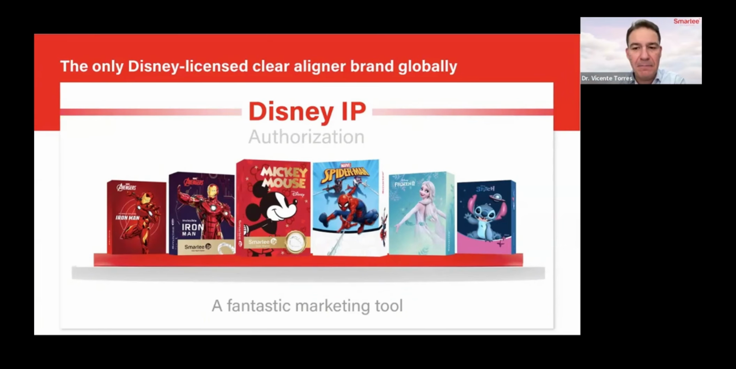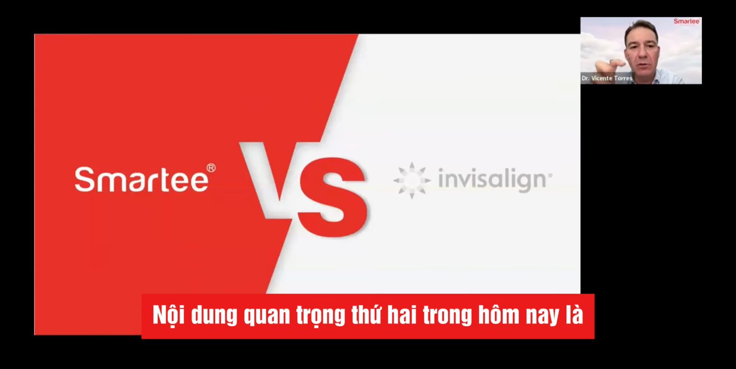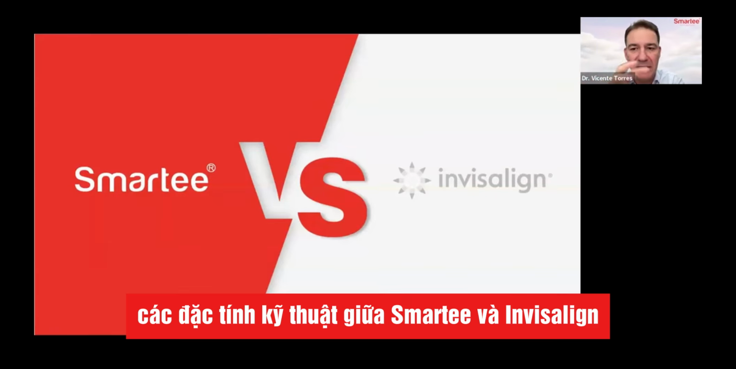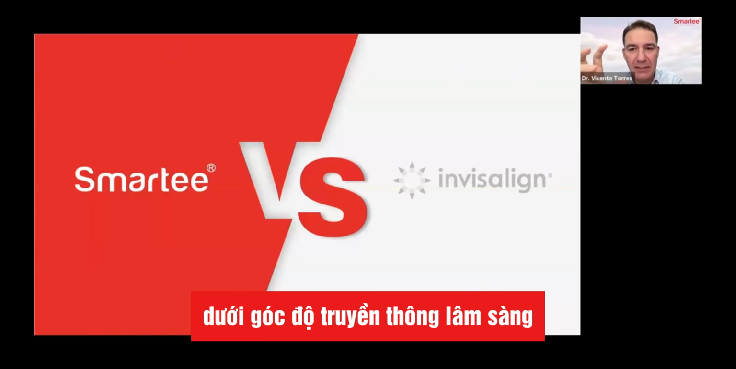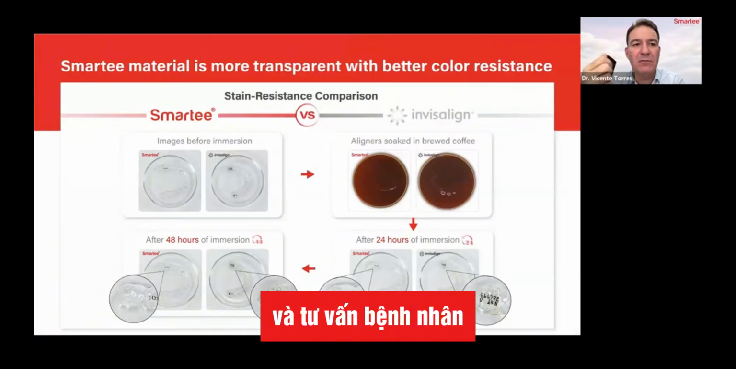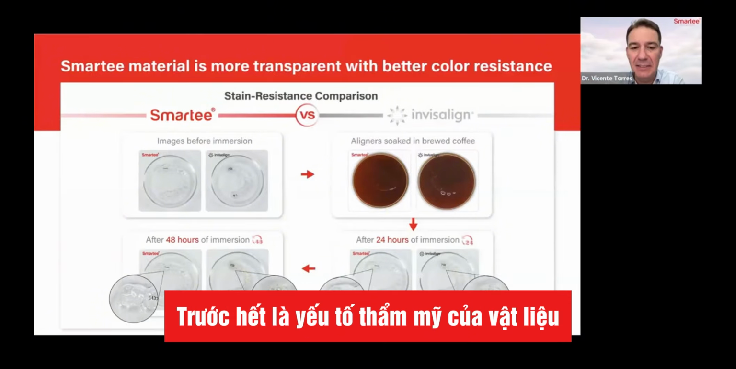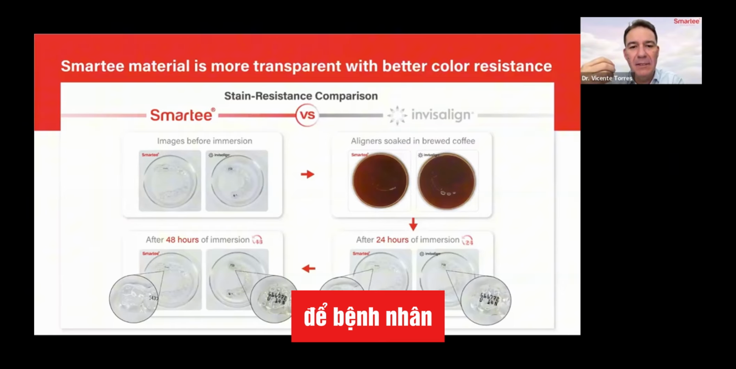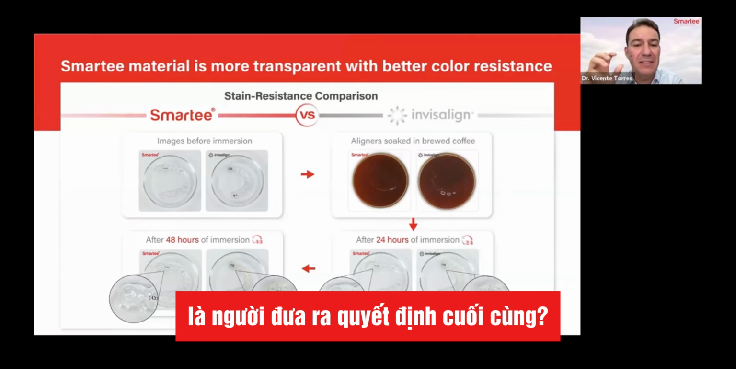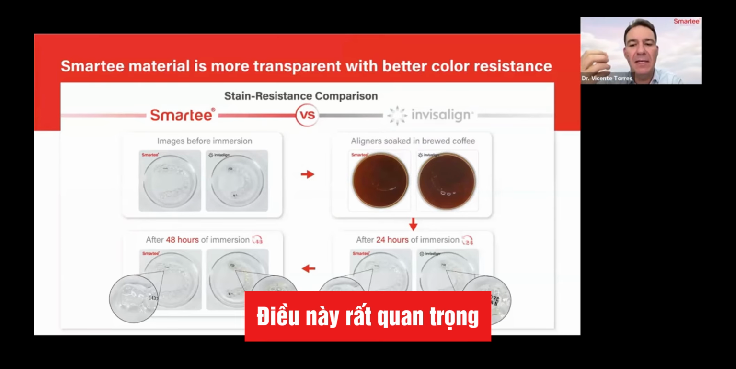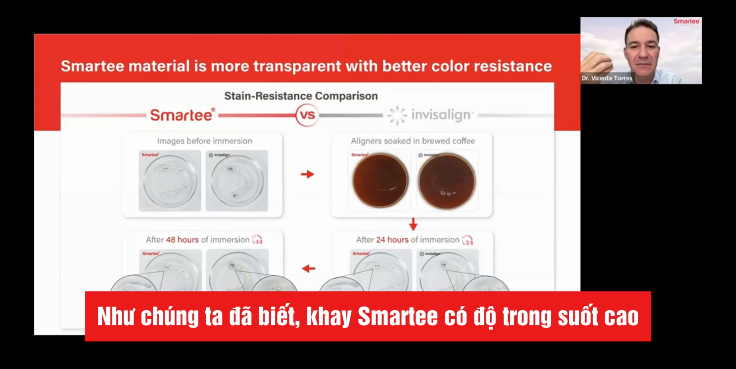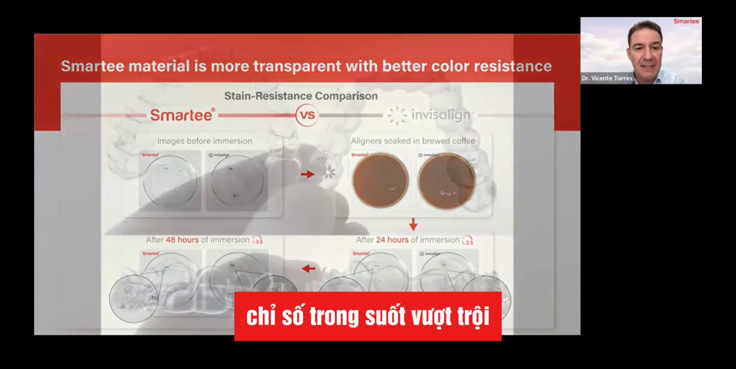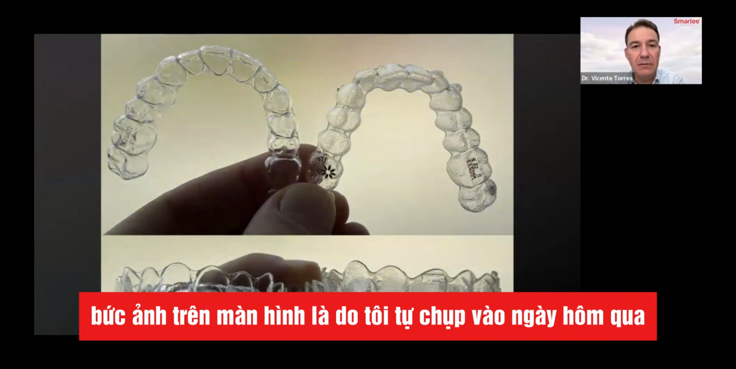Okay. The second important thing for today is that we are going to compare the different features between Smartee and Invisalign, for the marketing and of course to explain to the patients. First of all, for me, is the aesthetics. Why? Because normally the patient is the one who makes the final decision. That is very important. Normally we know the Smartee aligner is very clear. It's very clear. In fact, I took that picture yesterday.